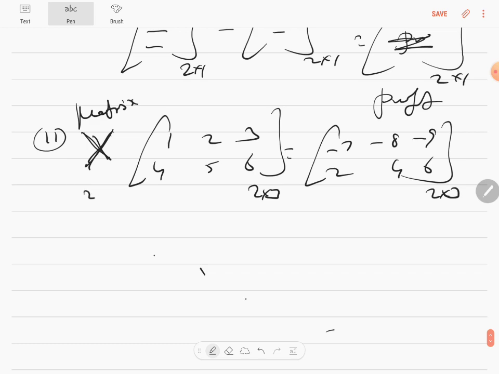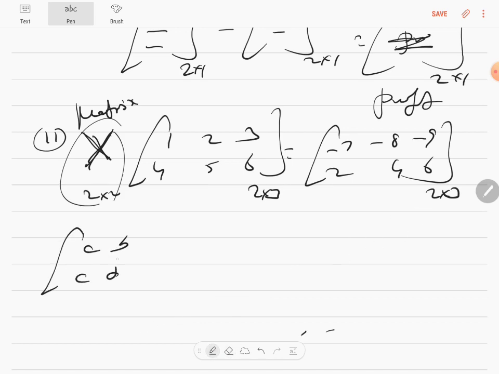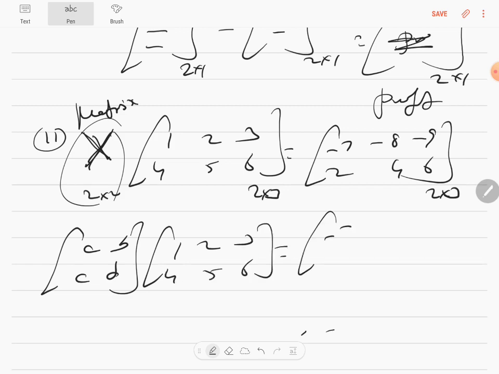So it should have been a 2 by 2 matrix. Then only a 2 by 2 multiplied by a 2 by 3 will give you a 2 by 3, which is the resultant matrix. Therefore, you should know this is a 2 by 2. Therefore, you can assume this matrix to be a, b, c, d. And 1, 2, 3, 4, 5, 6. And write it as minus 7, minus 8, minus 9, 2, 4, 6.